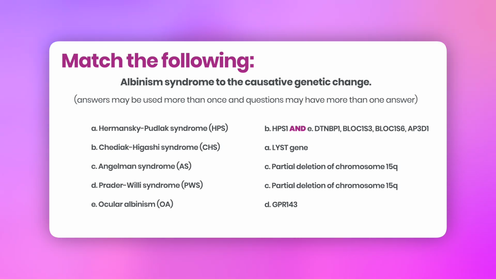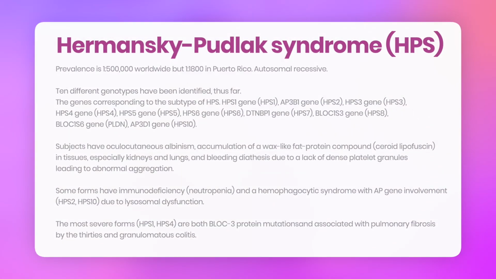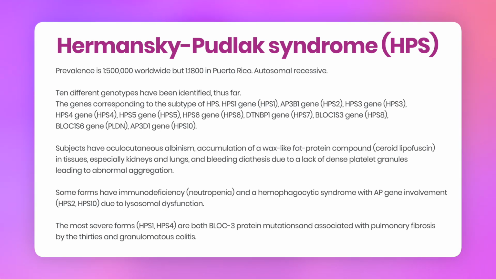So we know that Hermansky-Pudlak syndrome has 10 different types. So there were 2 answers, B and E, and then Chediak-Higashi has just one answer. And then Angelman and Prader-Willi are both due to partial deletions of chromosome 15q. And then ocular albinism, which doesn't have the cutaneous features, though sometimes you can have lighter skin, is also due to a single gene mutation.